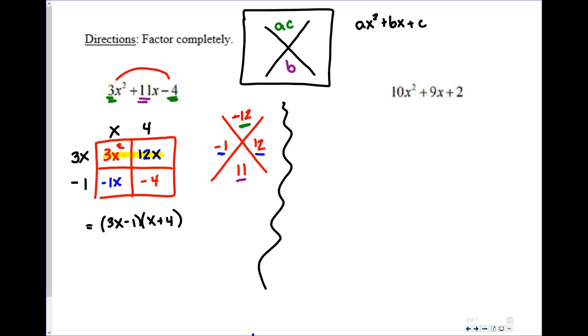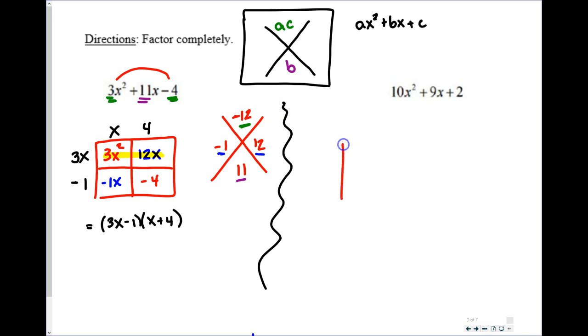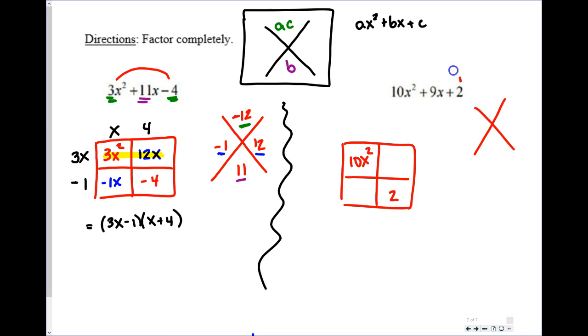All right, 10x squared plus 9x plus 2. I'm going to start off by drawing my Punnett square. This is how I always start. Draw your Punnett square, put your 10x squared here, and put your 2 here. That's all we can do right now. Now I'm going to make my x and solve my puzzle. I'm going to do 2 and 10 to get 20, and then I'm going to put the 9 below. Now I'm going to solve my puzzle.